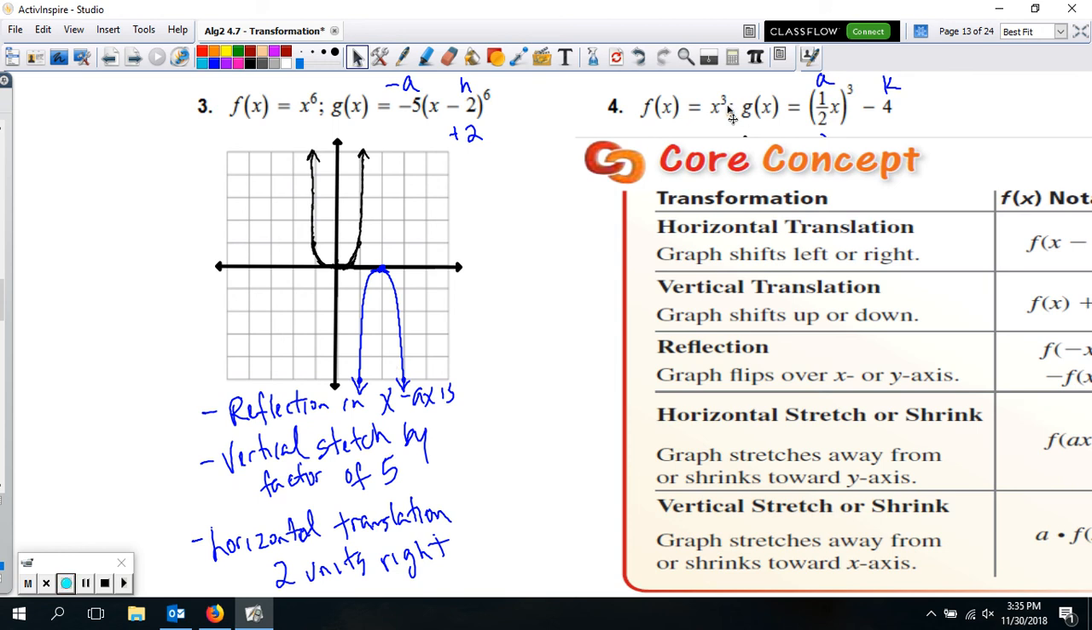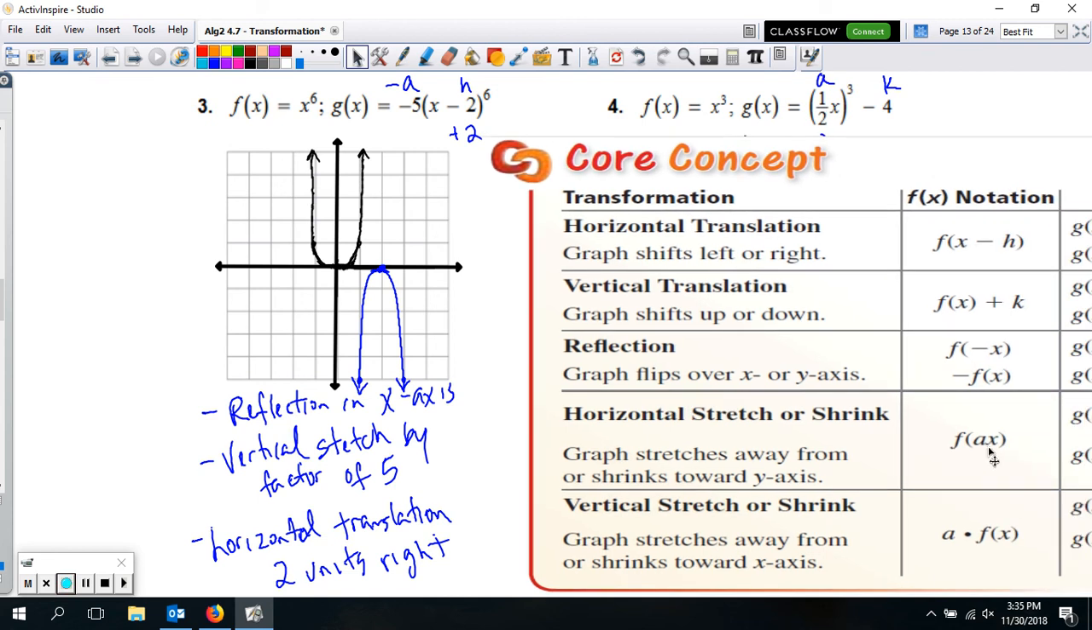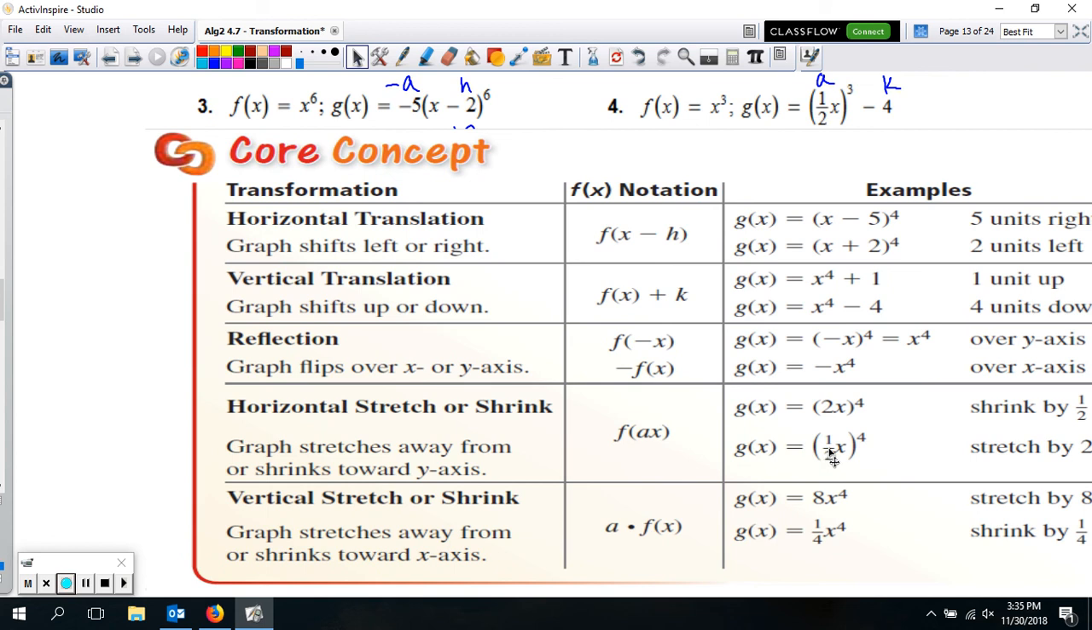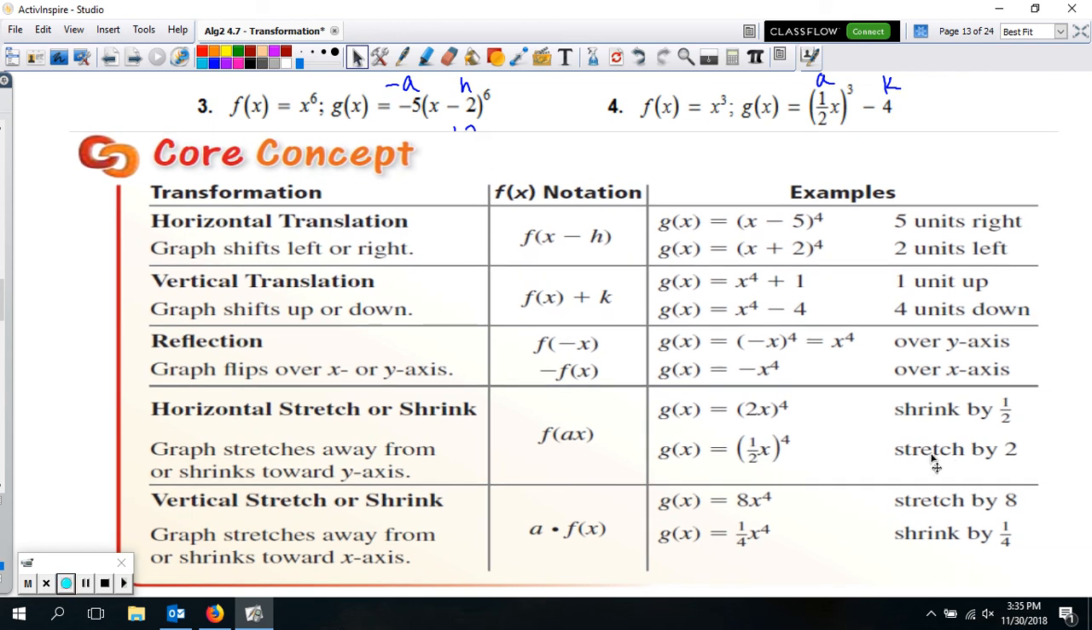Number 4, we got x to the 3rd, so 1 arrow up, 1 arrow down on this one. We have a 1/2 in front of x inside this parentheses, so there's your A number. That's going to be a horizontal one because A is inside, right there, just like that. And then we also have a K number because that's on the outside. So we're going to have a horizontal, and whenever it's like right here, here's one exactly like that with 1/2 x, just like it. So you can see it's going to stretch by 2.